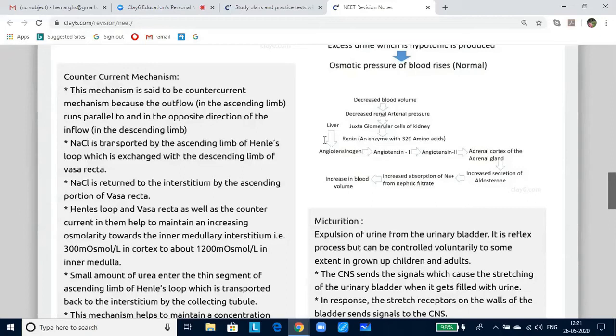Urea contributes to the process by being transported by the ascending limb of the loop of Henle to the interstitium. As urine flows downwards in the collecting tubule, it encounters higher and higher concentrations of solutes in the interstitium. Hence, it goes on losing water due to exosmosis, and thus urine gets concentrated.